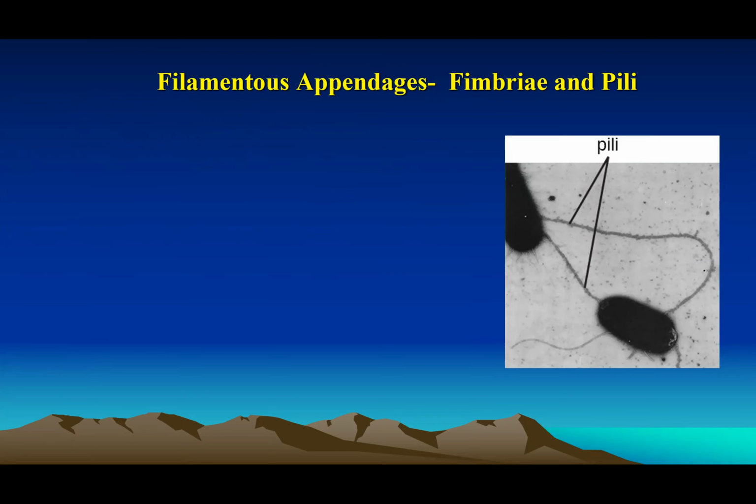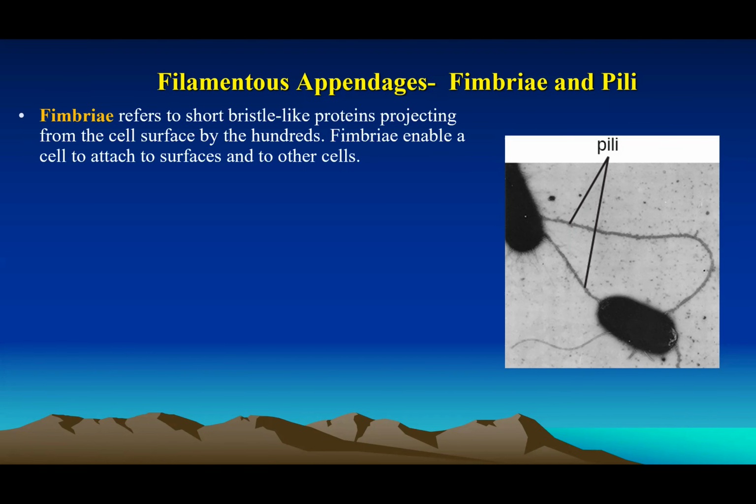So there are appendages that can be seen. Here you can see pili. Sometimes it's fimbriae. When you say fimbriae, it refers to short bristle-like protein projections from the cell surface. Fimbriae will help the bacterial cell to attach to surfaces, for adherence, and also maybe for colonization, infectivity, and virulence, while adherence to surfaces is important, like in biofilms.